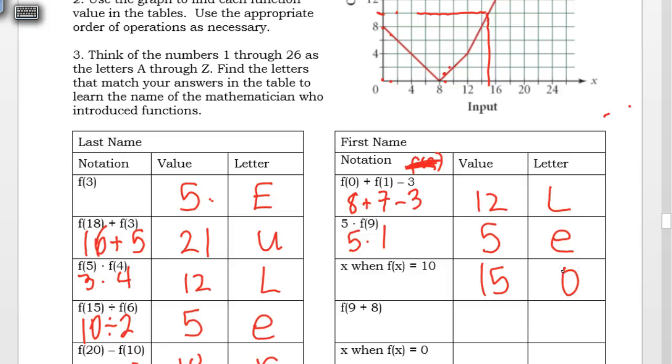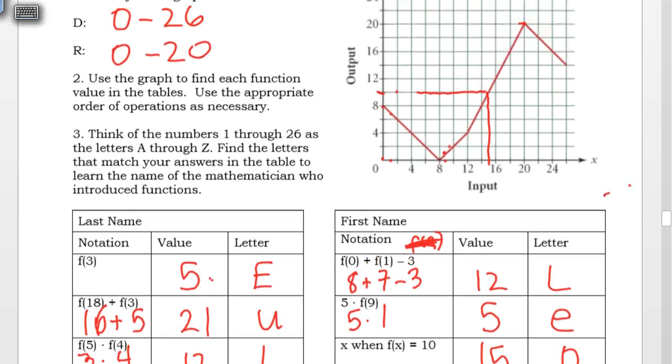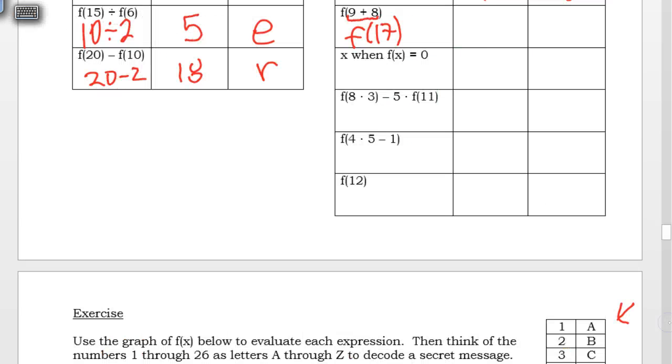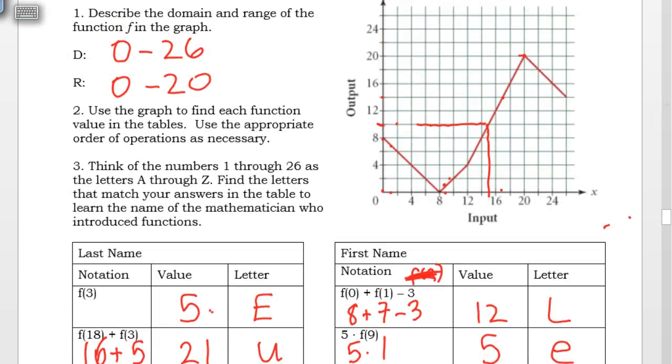f of 9 plus 8. Now 9 plus 8 are in the parentheses together. So I want to do 9 plus 8, and then I'm going to do a function of 9 plus 8, which is 17. So f of 17 comes out at 14. Next one is x when f of x is 0. Here's 0, and that would come out at 8.